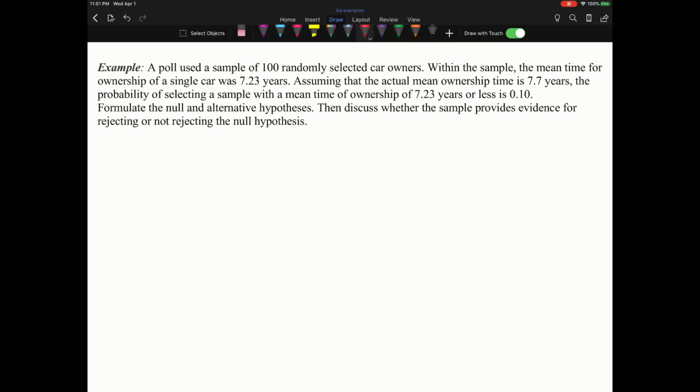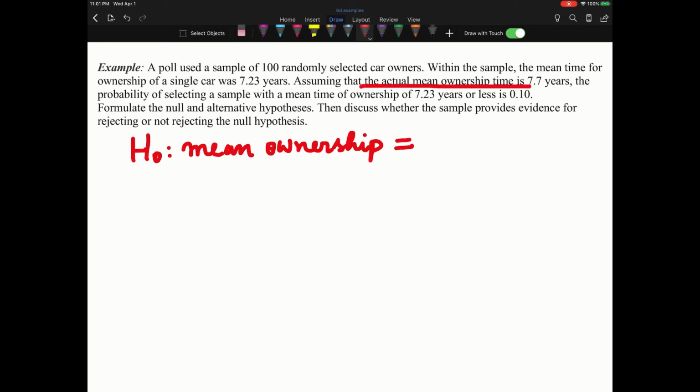Formulate the null and alternative hypothesis, then discuss whether the sample provides evidence for rejecting or not rejecting the null hypothesis. The null hypothesis is the statement that contains the equality. So we have that the null hypothesis means the mean ownership, and according to the problem, the mean ownership is 7.7 years.